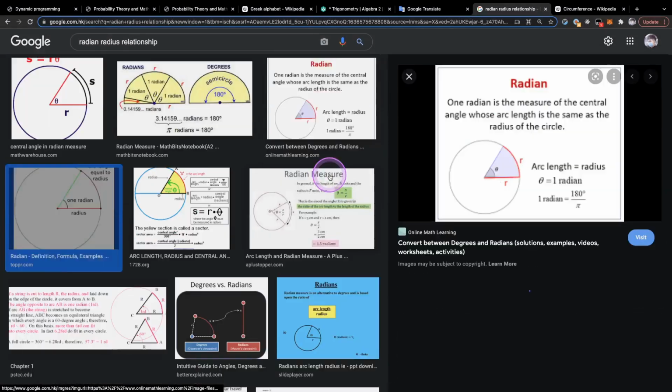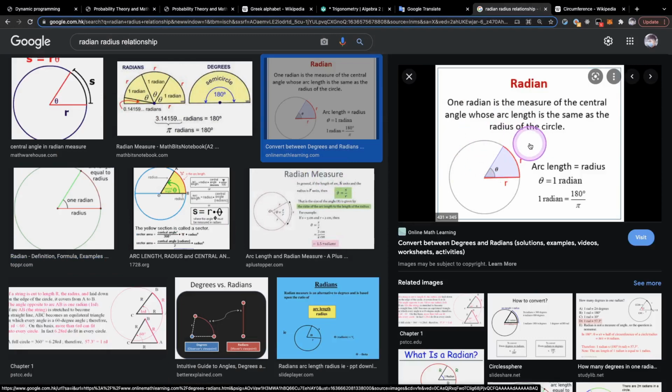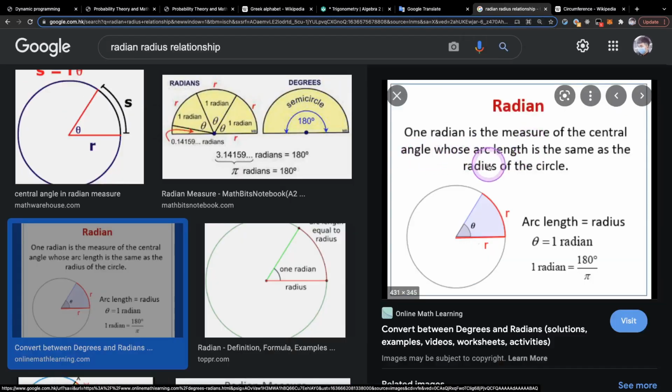And here's another description. It also says 1 radian is a measure of the central angle whose arc length is the same as the radius of the circle. So if you look at this image, you could definitely get a clear idea of what a radian is and how it relates to the radius. Okay, that's it. Let's go back.